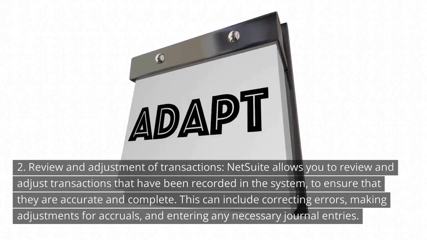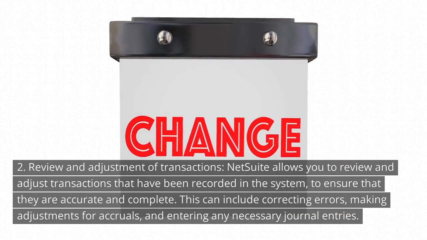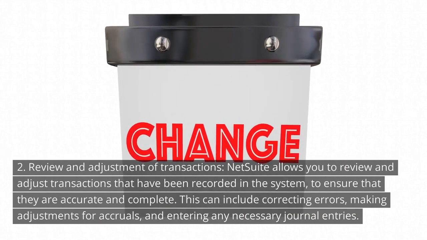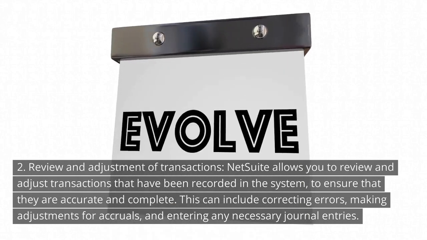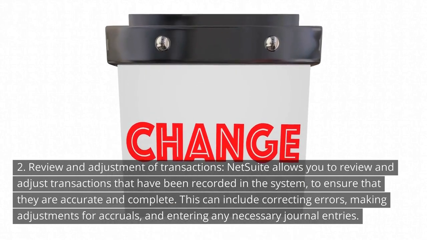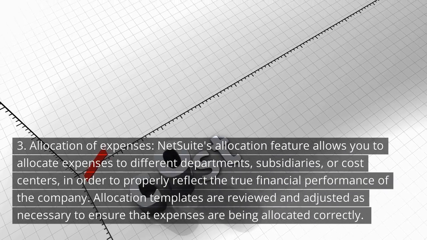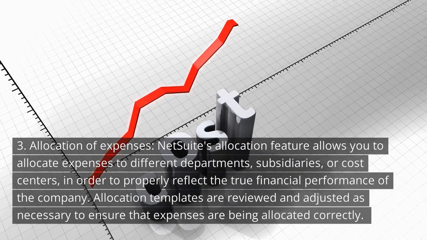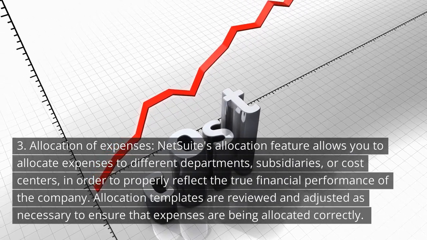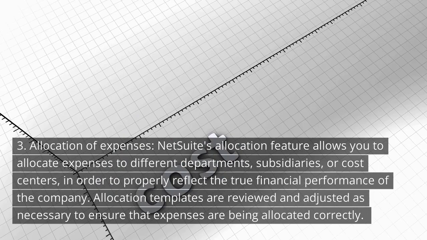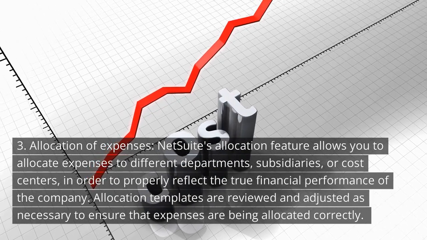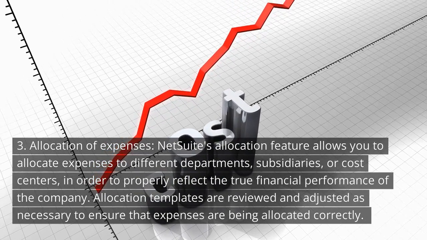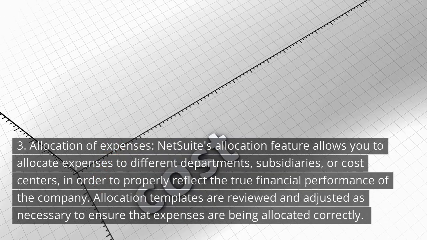2. Review and adjustment of transactions. NetSuite allows you to review and adjust transactions that have been recorded in the system, to ensure that they are accurate and complete. This can include correcting errors, making adjustments for accruals, and entering any necessary journal entries. 3. Allocation of expenses. NetSuite's allocation feature allows you to allocate expenses to different departments, subsidiaries, or cost centers, in order to properly reflect the true financial performance of the company. Allocation templates are reviewed and adjusted as necessary to ensure that expenses are being allocated correctly.